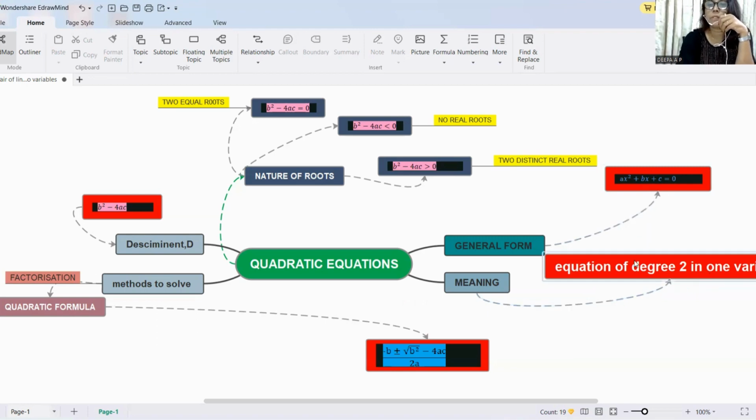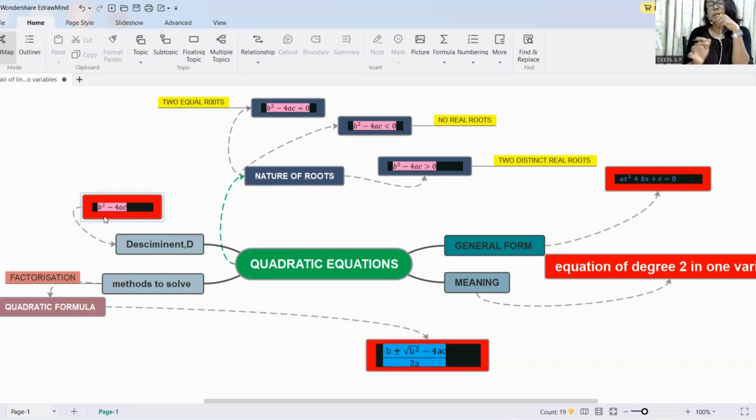So general form, meaning. Now next one, in quadratic equation we have to see the discriminant. What is the discriminant? Okay, discriminant D is b square minus 4ac. B square minus 4ac, and what are a, b and c? I have explained to you. A is the coefficient of x square, b is the coefficient of x, and c is the constant term. So discriminant is b square minus 4ac. Okay, children, did you understand? B square minus 4ac is known as discriminant.